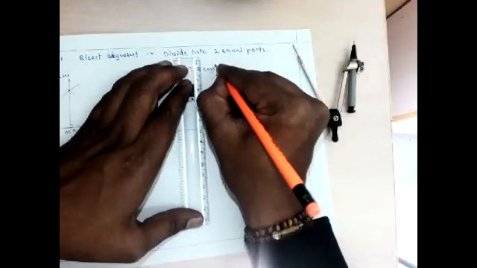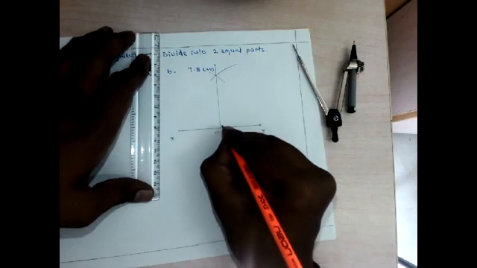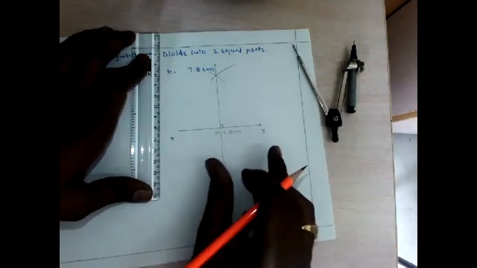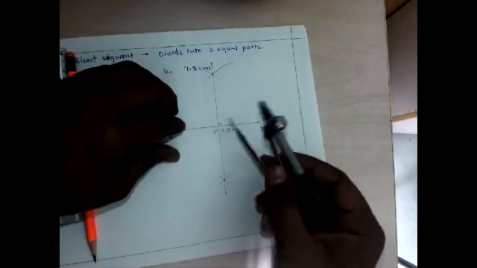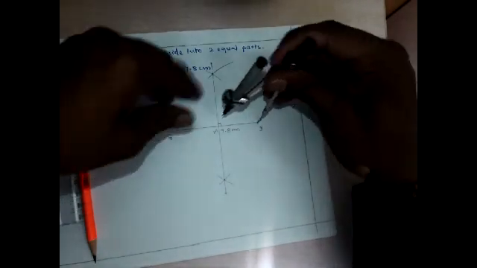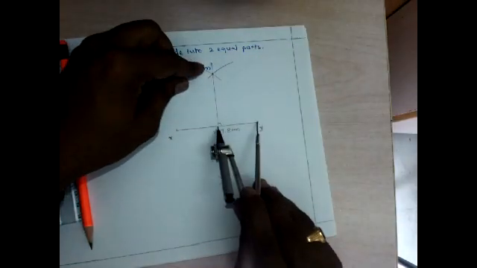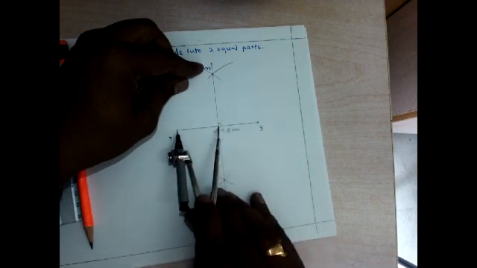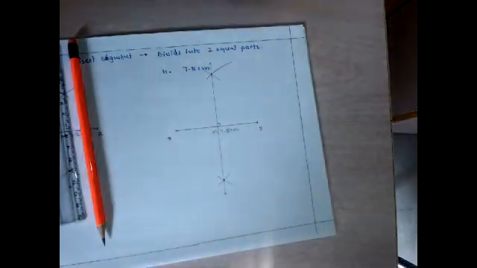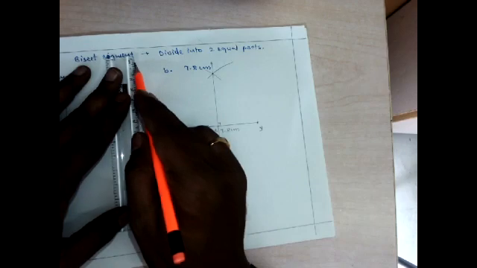So again, what have I done? I have drawn a perpendicular bisector of XY. If you want to check, you can check this. Measure this MY. So MY is this much, and this is exactly equal to MX. So this is how you can draw a perpendicular bisector. Clear? Easy?